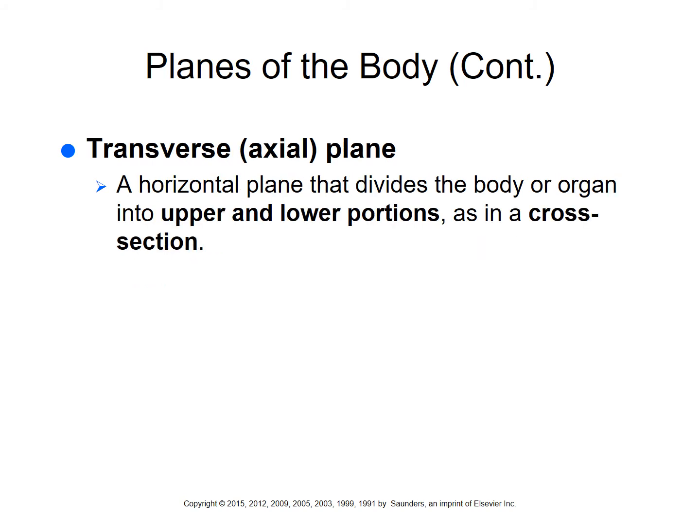Transverse planes, also called horizontal or axial planes. It's a horizontal plane that divides the body or organ into upper and lower portions, as in a cross section. So once again, all of these planes are listed there for you on page 56. Make sure that you review all of these planes, pages 56 and 57, all very, very important planes for radiography.